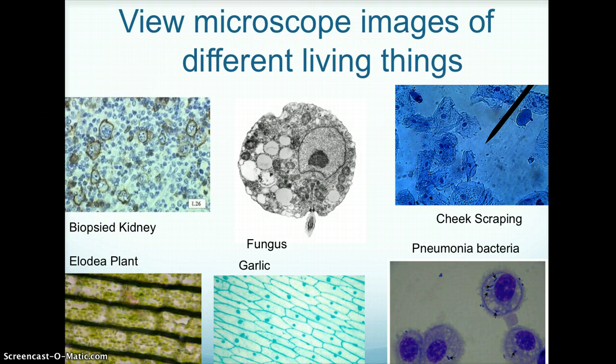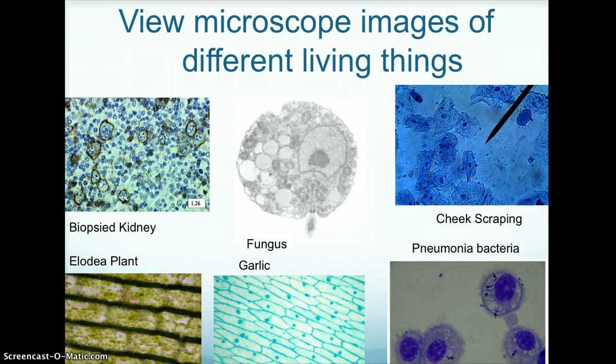This image shows cells in a biopsied kidney. In this image, there are cells in a fungus. This image shows cheek cells. This image shows cells in an Elodea plant. This image shows cells in a garlic. And this image shows a single-celled pneumonia bacterium.